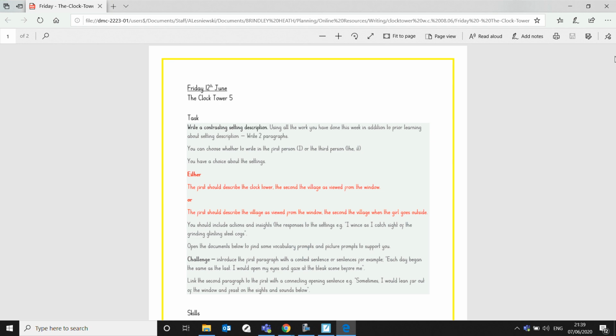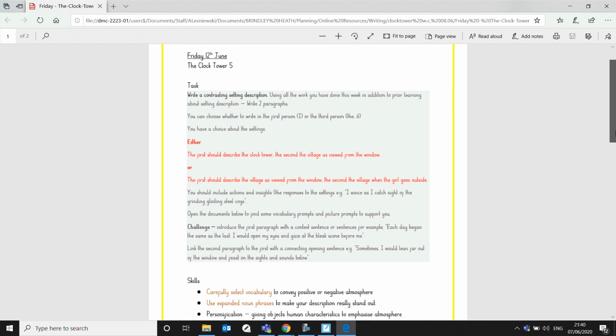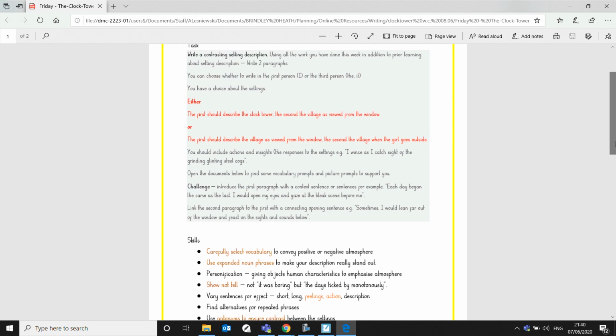So you're going to have to deliberately choose vocabulary that contrasts. So you could include actions and insights, the responses to the settings. So I wince as I catch sight of the grinding, glinting steel cogs. You have got some documents here, and the vocabulary prompts and the picture prompts are to support you. So there are some pictures that I've just shown you on the slide in the files as well today.